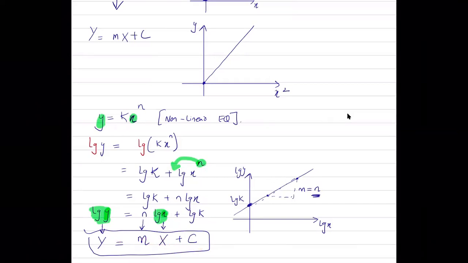Now the idea is that initially, let's say I have random values of x and y.